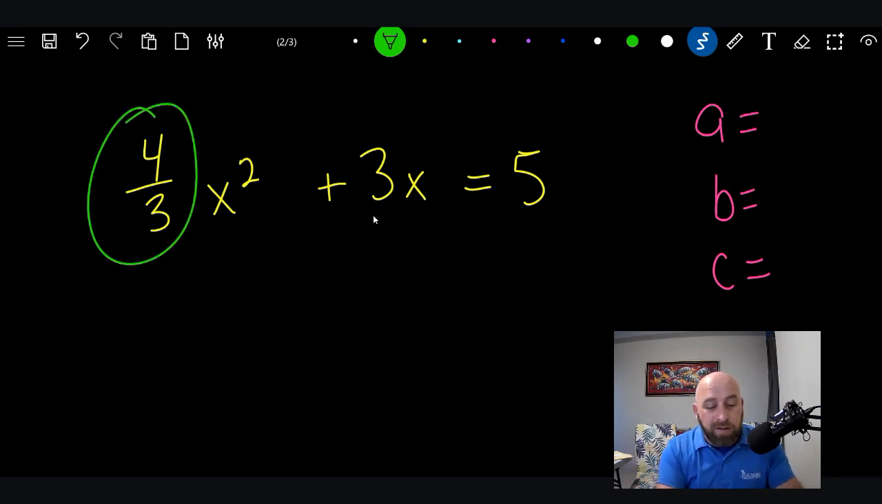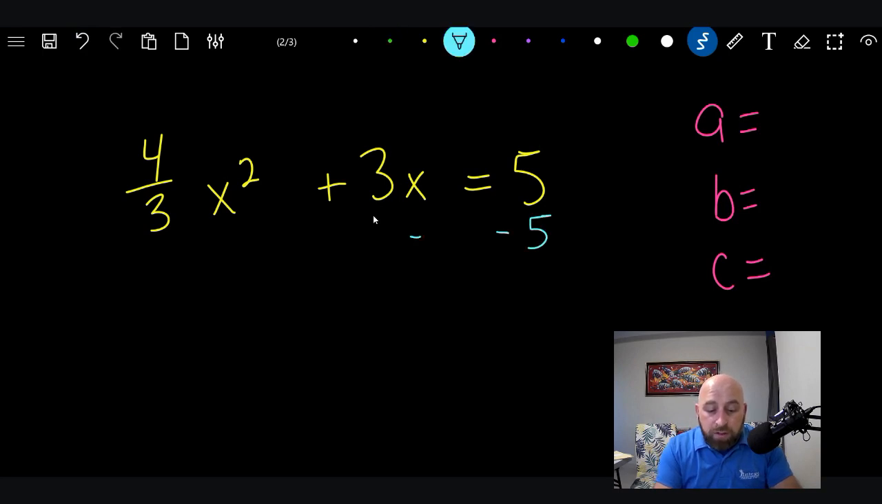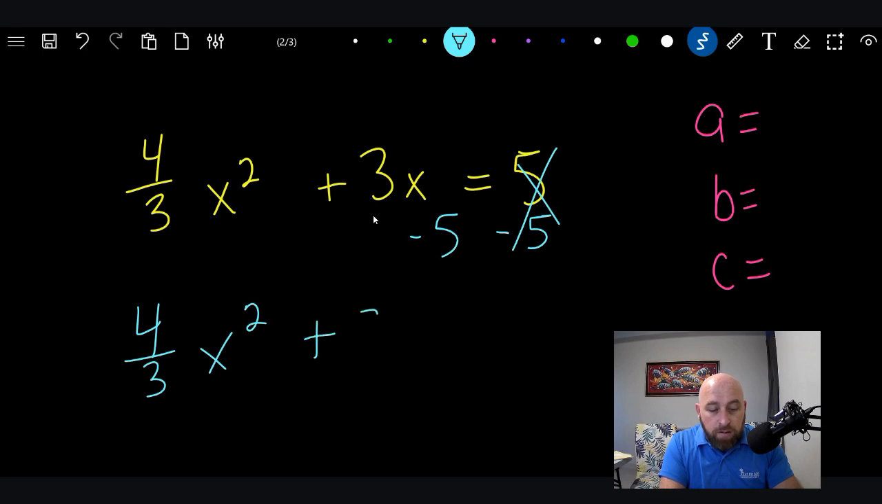Look at this. We have a fraction there. We haven't had a fraction yet. Look at what else we have. We have the 5 on the wrong side. That's a problem. So what do we need to do? We need to subtract 5 from both sides. We need to put it in standard form. That's going to cancel there. We're going to get 4/3 x squared plus 3x minus 5 equals 0.